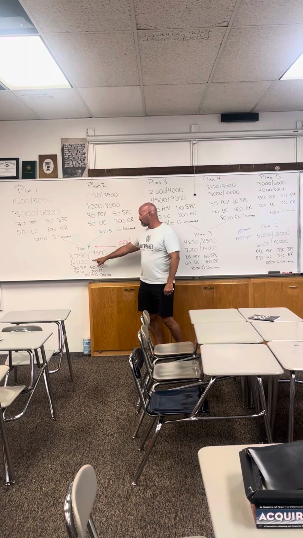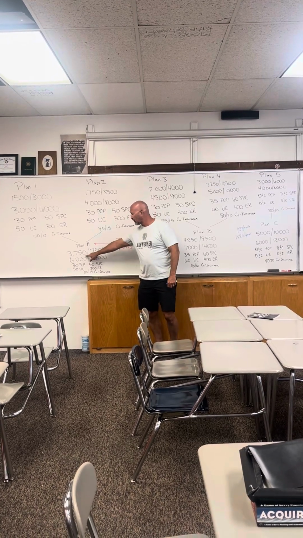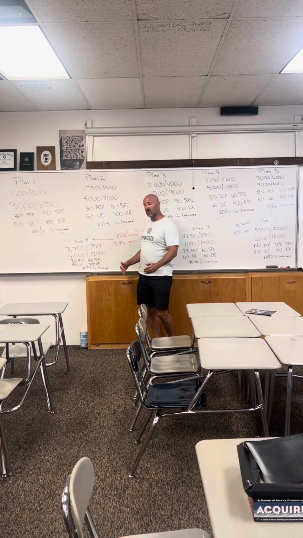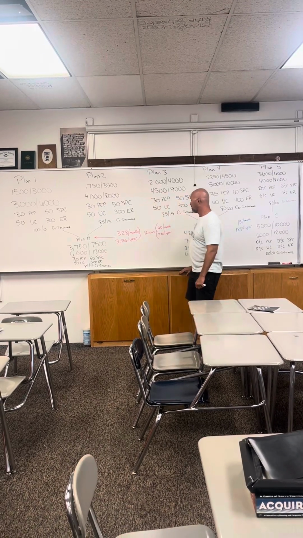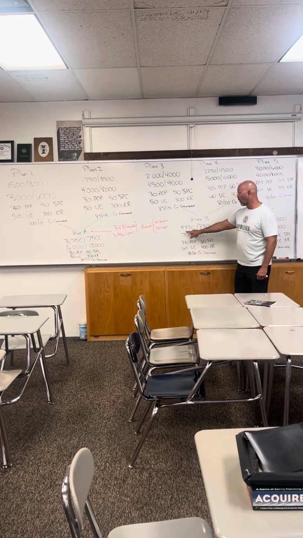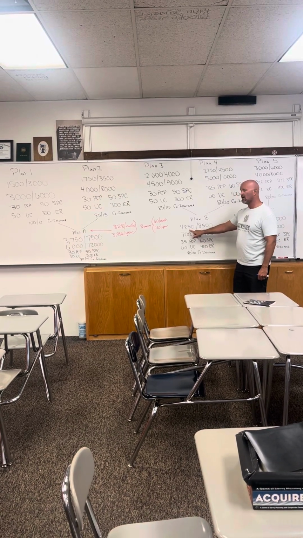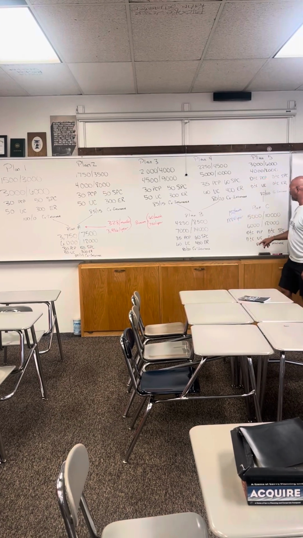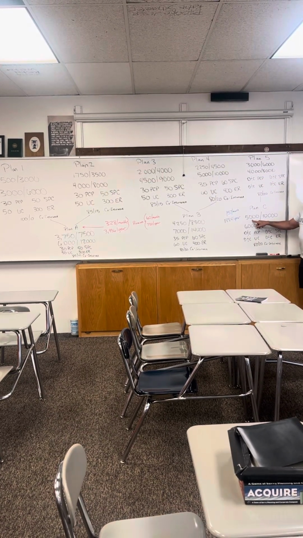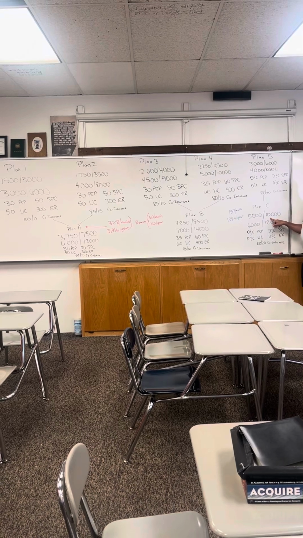This deductible amount here for Plan A is $3,750 per person, $7,500 for the family. On Plan B, it's $4,250 per person, $8,500 for the family. And on Plan C, it's $5,000 per person, $10,000 for the family.